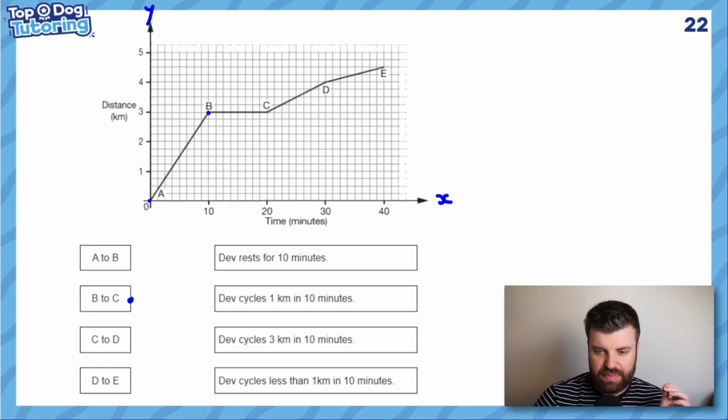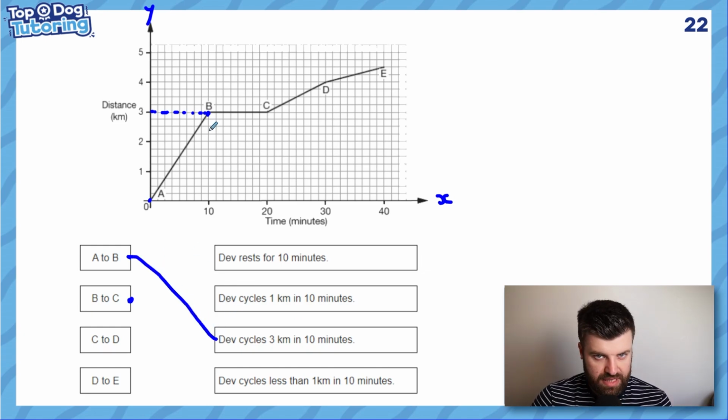Okay, so between A and B, there are 10 minutes that have gone past. That's really important. And in those 10 minutes, how far has this person traveled? It's Dev traveling. Well, he's traveled from A to B, which means he's gone all the way up to 3 kilometers. So from A to B, he's traveled 3 kilometers and 10 minutes has gone past. So which one matches up with this for A to B? Dev cycles 3 kilometers in 10 minutes. Simple.